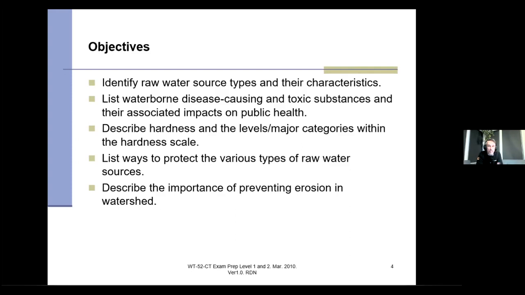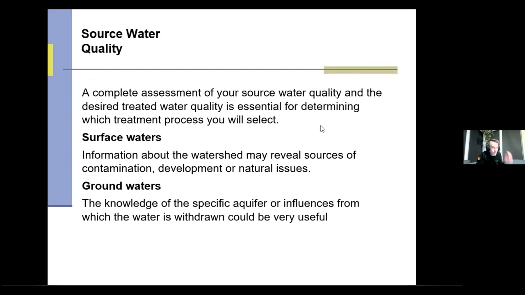We're going to talk about some of the different major challenges, especially with groundwater, and that's going to be, again, hardness, and it might be different types of minerals. And we'll learn about what a watershed is and what's important about learning about a watershed. A complete assessment when you're going to design a new plant is really important, because you want to make sure that the desired treatment is the correct treatment for the water you're dealing with.